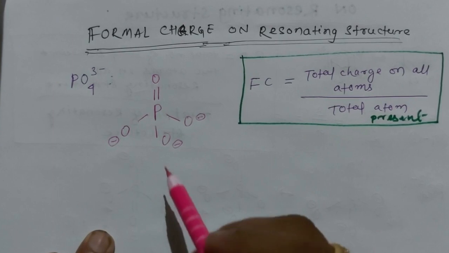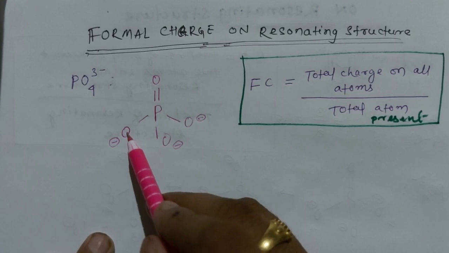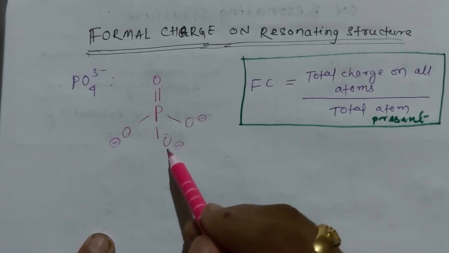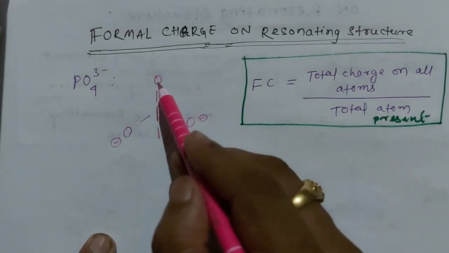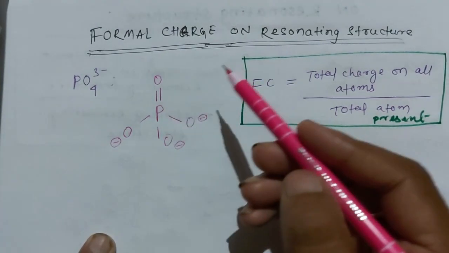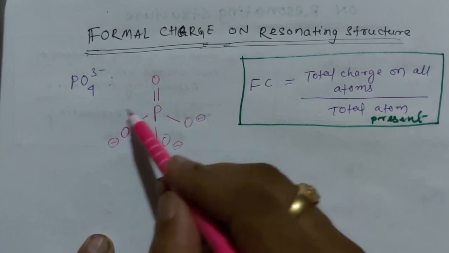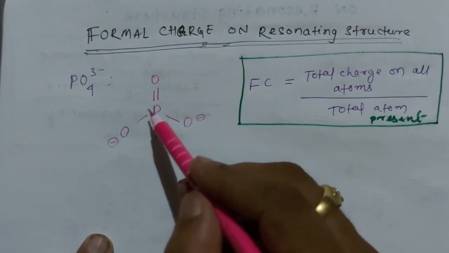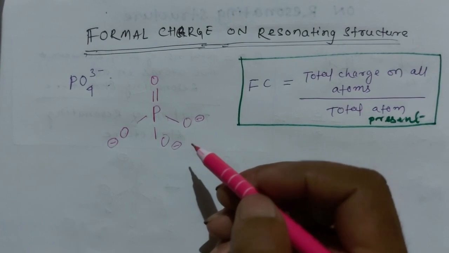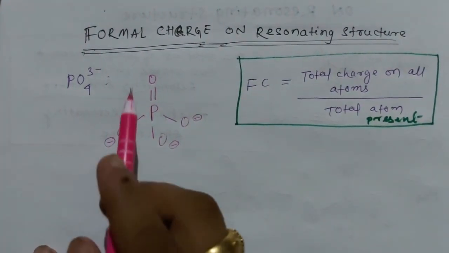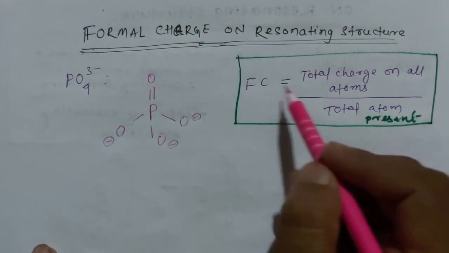In this structure, this oxygen contains a formal charge of -1, this oxygen contains -1, this oxygen contains -1, and this oxygen contains a formal charge of 0. As this is a resonating structure, because of the delocalization of the electron, or resonance, the bond order changes, and as the bond order changes, the formal charge also varies. So for this structure, how will you calculate the formal charge of the oxygen in PO4 3 minus?